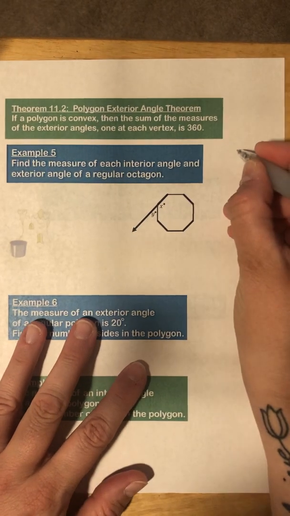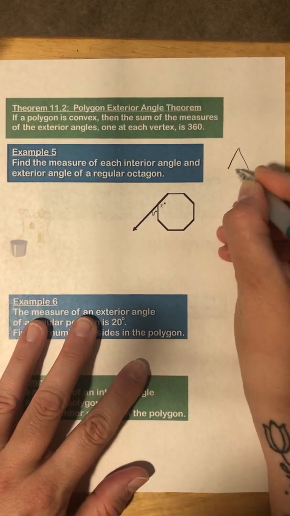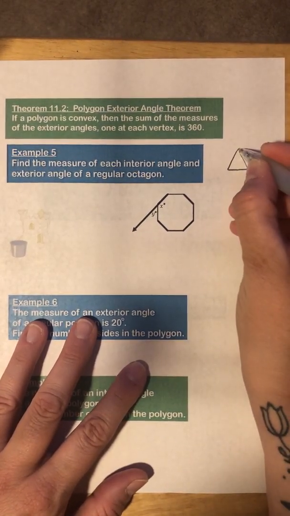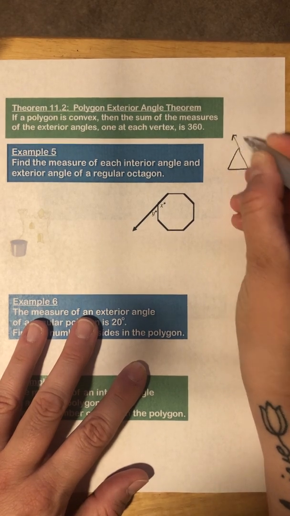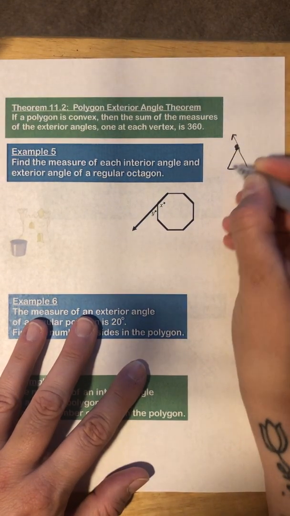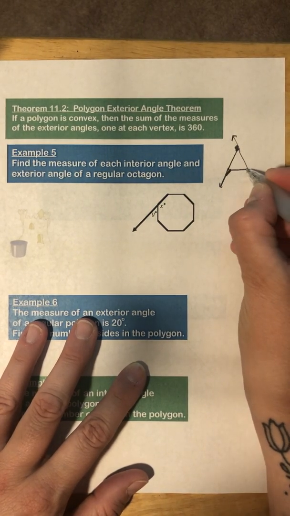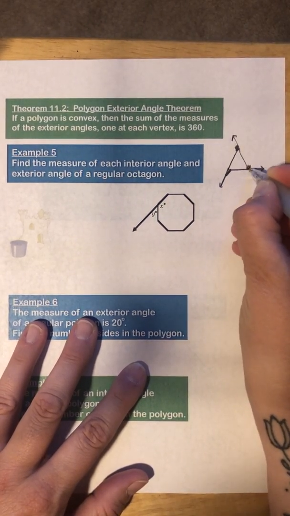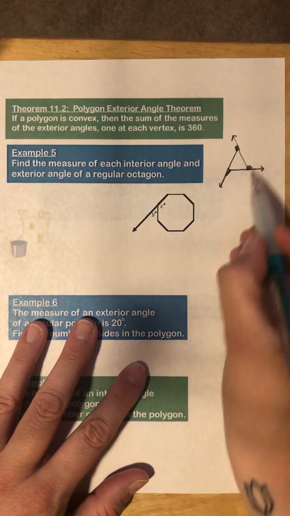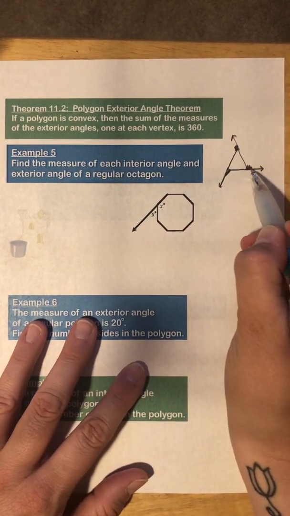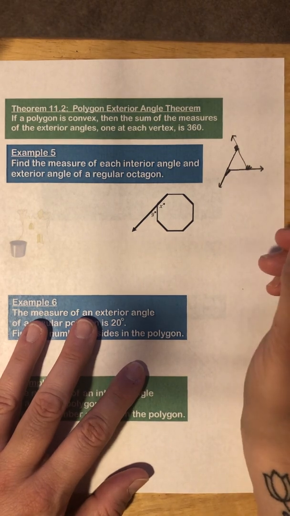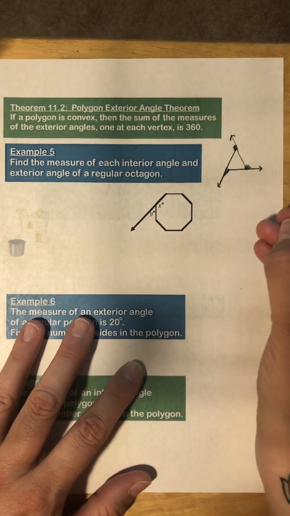So in other words, let me draw a shape here real quick just to give you a visual. All right, so at each vertex, let's say here's an angle right here. I'm going to keep this side going. Here's an exterior angle. And if I keep that side going, that's an exterior angle. Those three exterior angles right there that I just shaded would add up to 360 degrees.